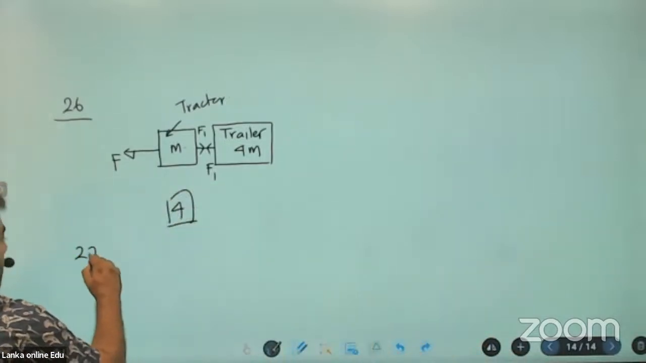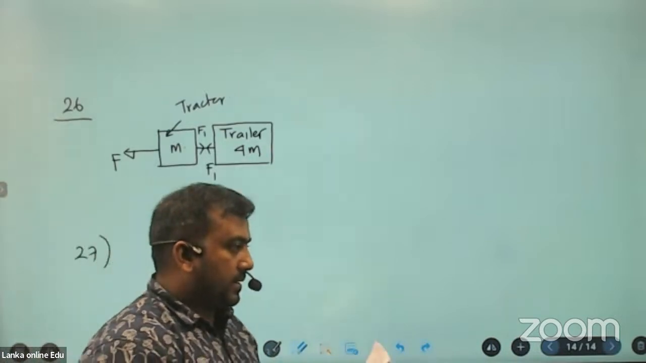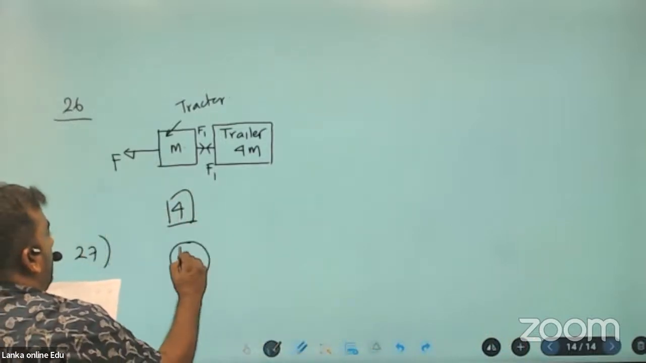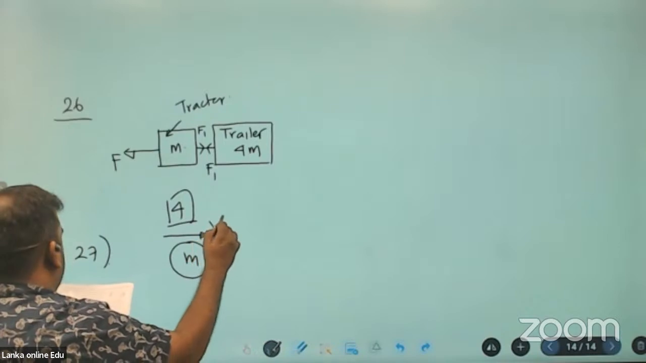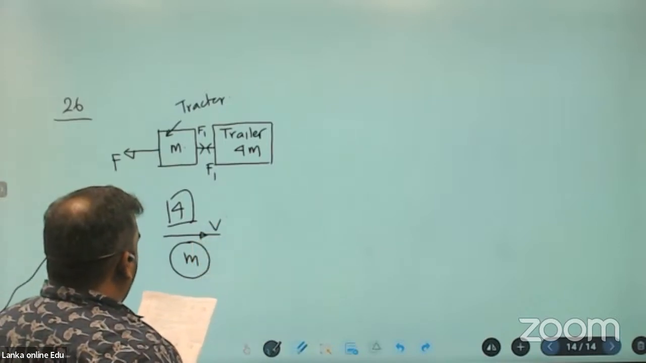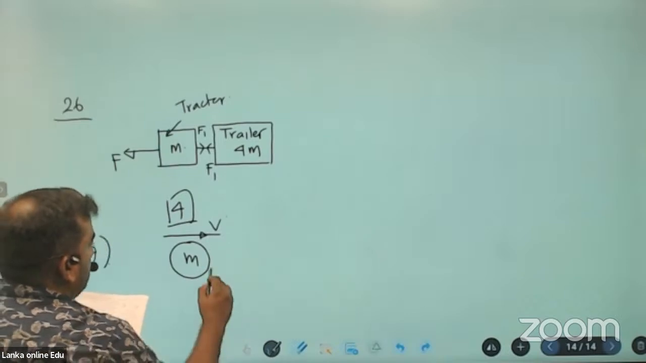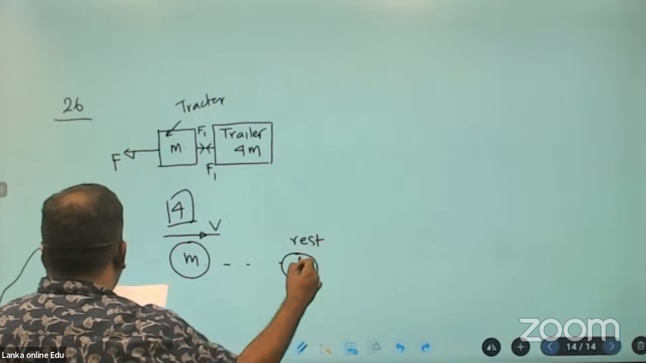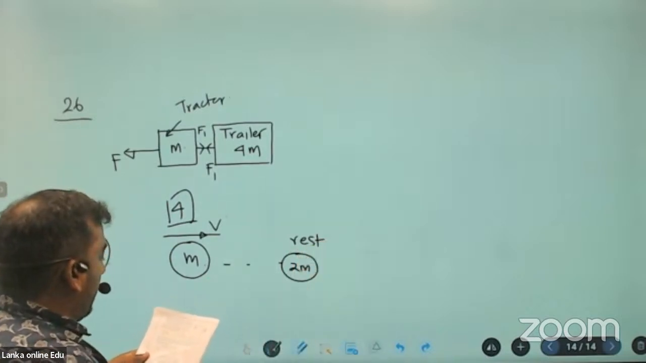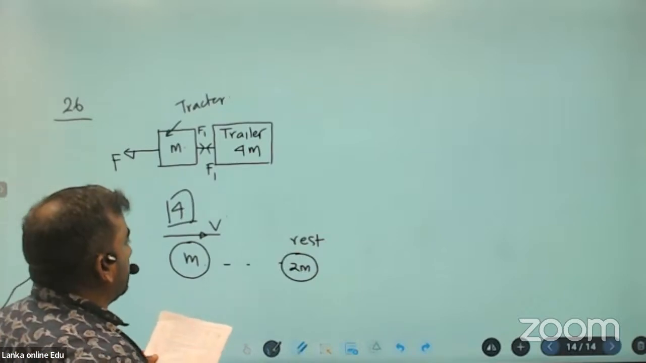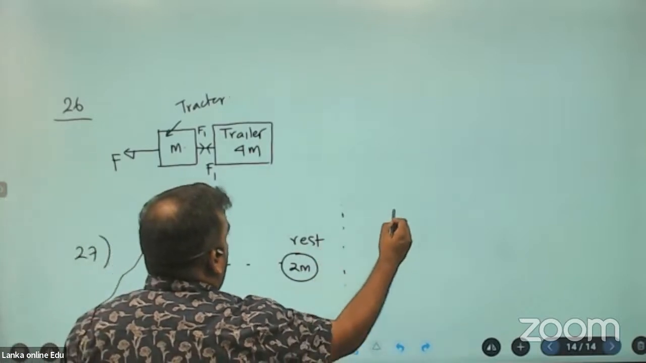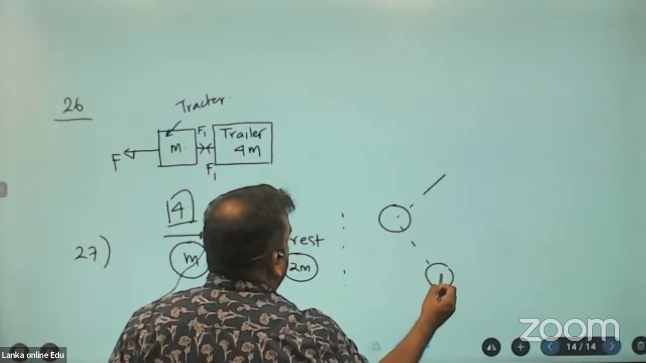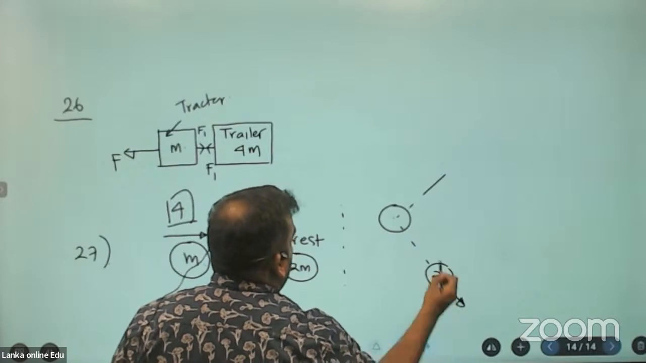Right. MCQ 27. An object of mass M is moving forward with velocity V. It undergoes a head-on collision with an object of mass 2M at rest. After the collision, the directions of motion of M and 2M are perpendicular. M will go one way, and 2M will go the other way, perpendicular.